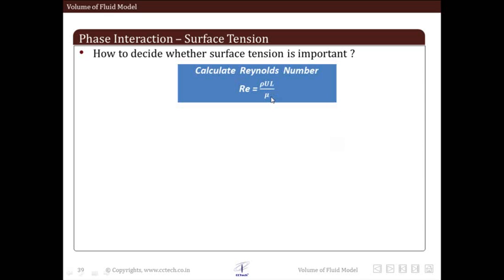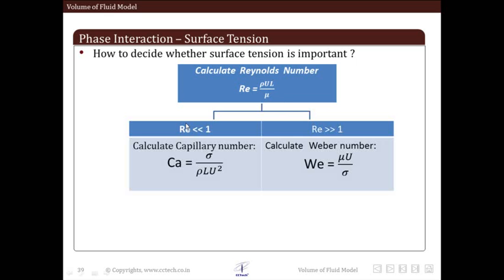First, we calculate the Reynolds number, which is given by the ratio of density, length scale, velocity divided by viscosity. After knowing the value of Reynolds number, we see if the Reynolds number value is less than 1 or greater than 1. If the Reynolds number is less than 1, we calculate the capillary number, which is given by this particular ratio. That is surface tension coefficient divided by the product of density, length scale and square of velocity.